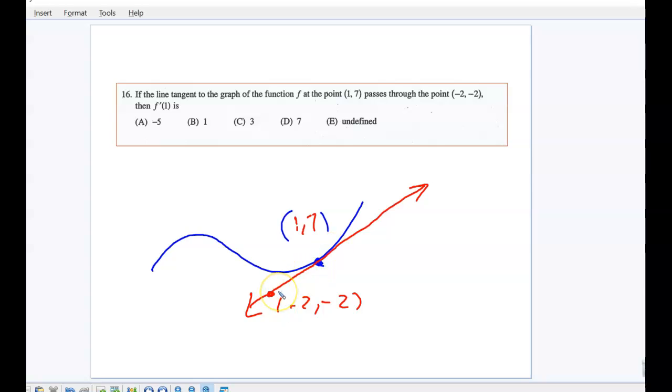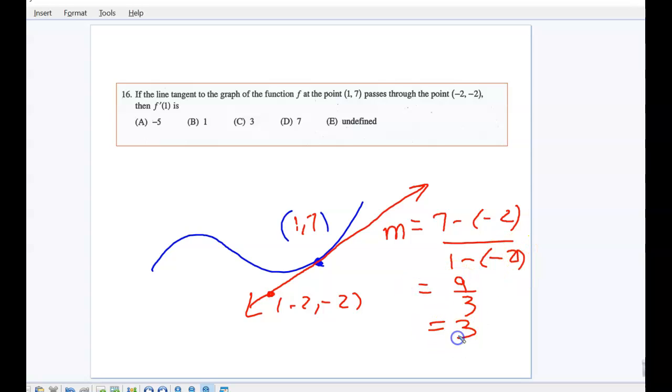If you know the 2 points on the same red line, you can find the slope by using just your regular slope formula. So 7 minus -2 all over 1 minus -2. This works out to be 9 over 3, which is 3. So the slope of the tangent line is going to be equal to 3.